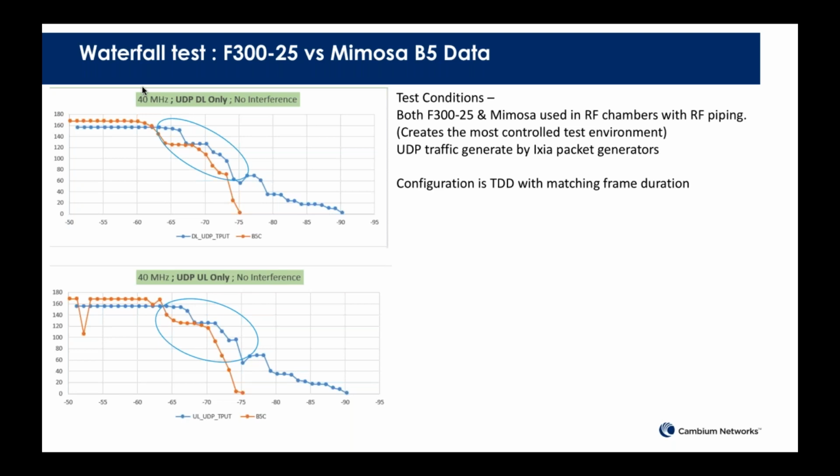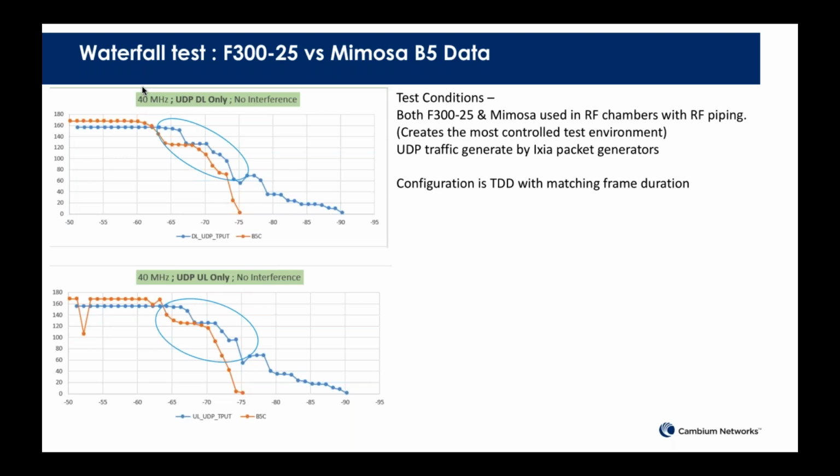So in the blue circle, you can see that if you have signals in the range from -65 to -75, Force 300 outperforms the Mimosa B5 in terms of megabits and throughput. It means that you have the same link budget on both of them, and it just shows you the technology inside Force 300 against the competitor. These examples are without interference.